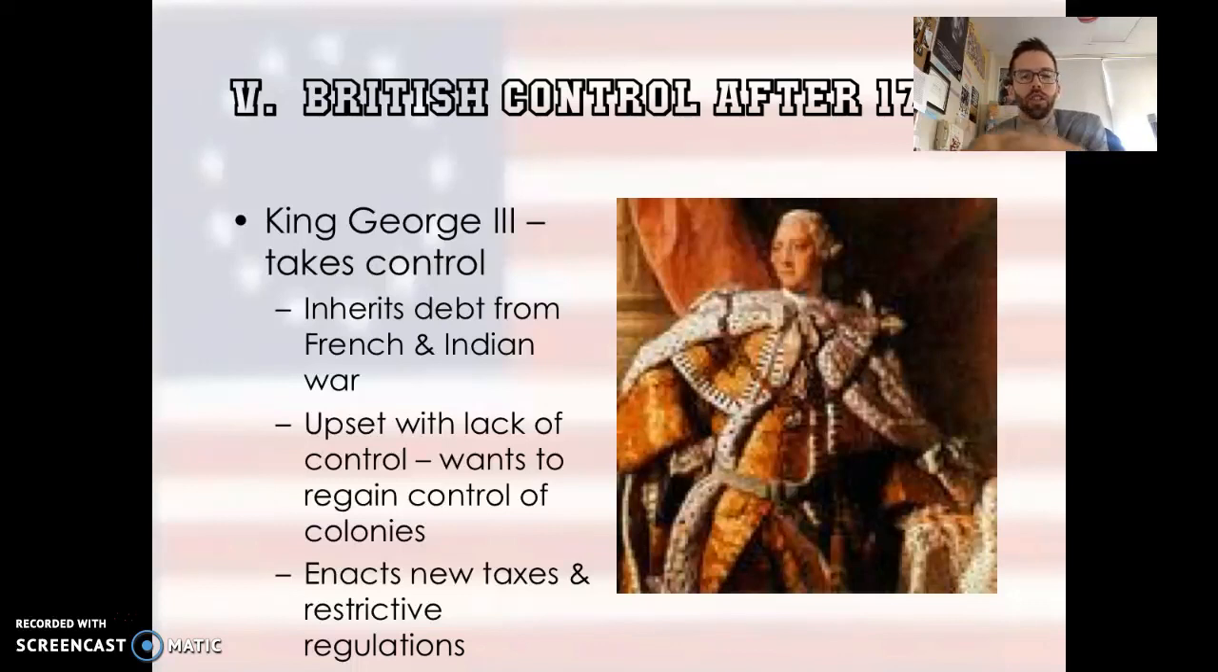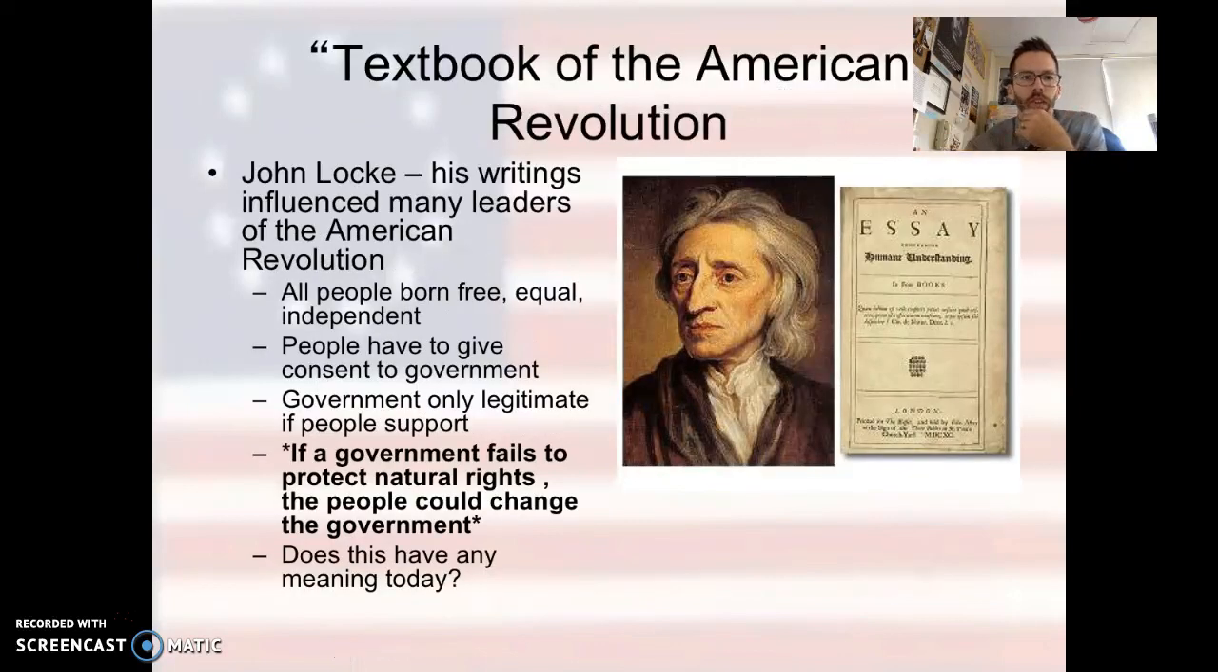And as these restrictions come into play, the colonists are going to feel that they're not being represented, which is one of those three, and the government is not being limited enough, which will lead us into the independence movement. Okay, so some of these early principles are put forth here by a man named John Locke.